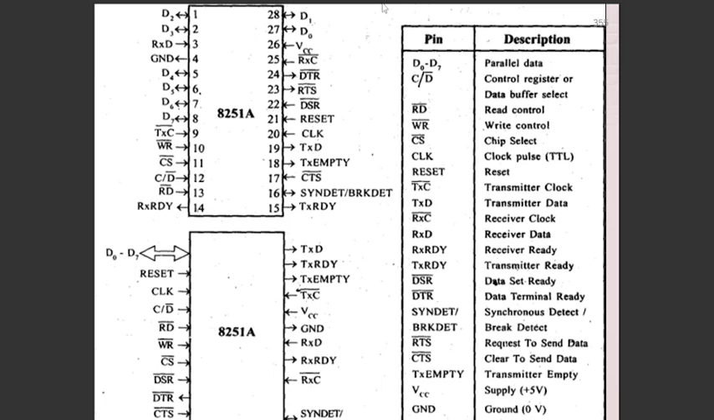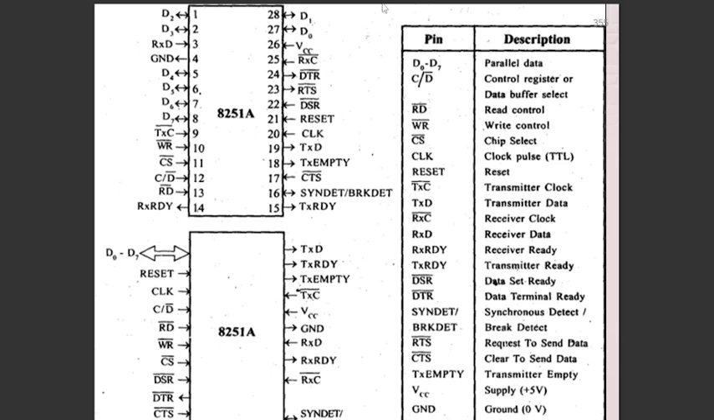TxC is the transmitter clock, available at pin number 9, and RxC is the receiver clock, and RxD is the receiver data, and RxRDY is the receiver ready, and TxRDY is the transmitter ready. Receiver ready means the 8251 is ready to receive the data, and if it is ready to transmit the data, the pin TxRDY will be enabled.